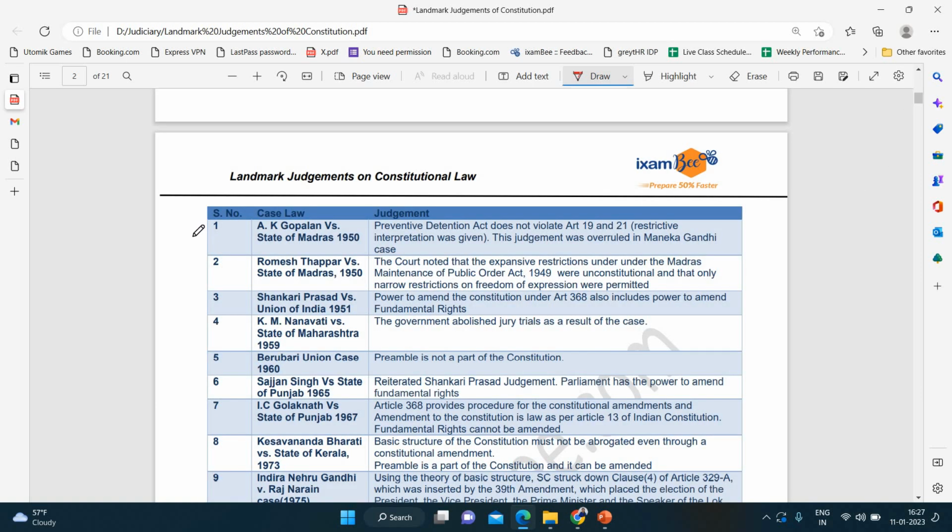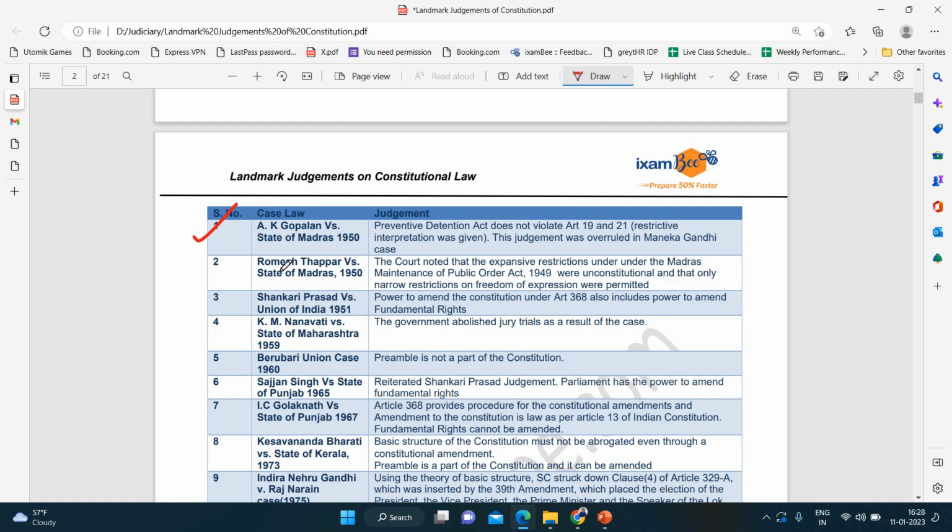Here, starting with the first judgment, A.K. Gopalan versus State of Madras. This judgment is related to the Preventive Detention Act, and in this judgment, the Supreme Court held that the Preventive Detention Act does not violate Article 19 and 21 of the Constitution. A restrictive interpretation was given, and later this judgment was overruled in the Maneka Gandhi case.